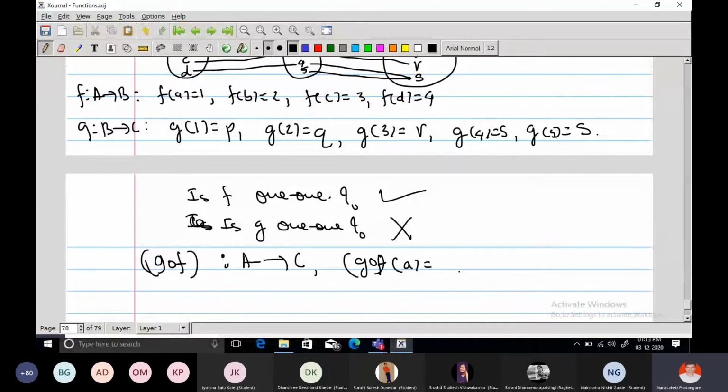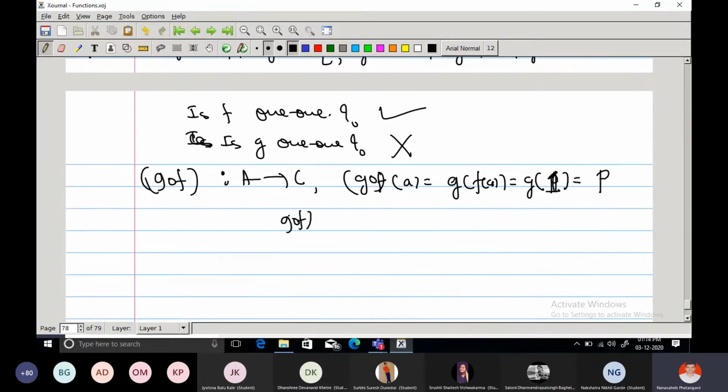G of F of A, but F of A is 1, right? And G of 1 is P. Correct. What is G composite F of B? It is G of F of B. But what is F of B? F of B is 2, right? So therefore, what is G of 2? Q.